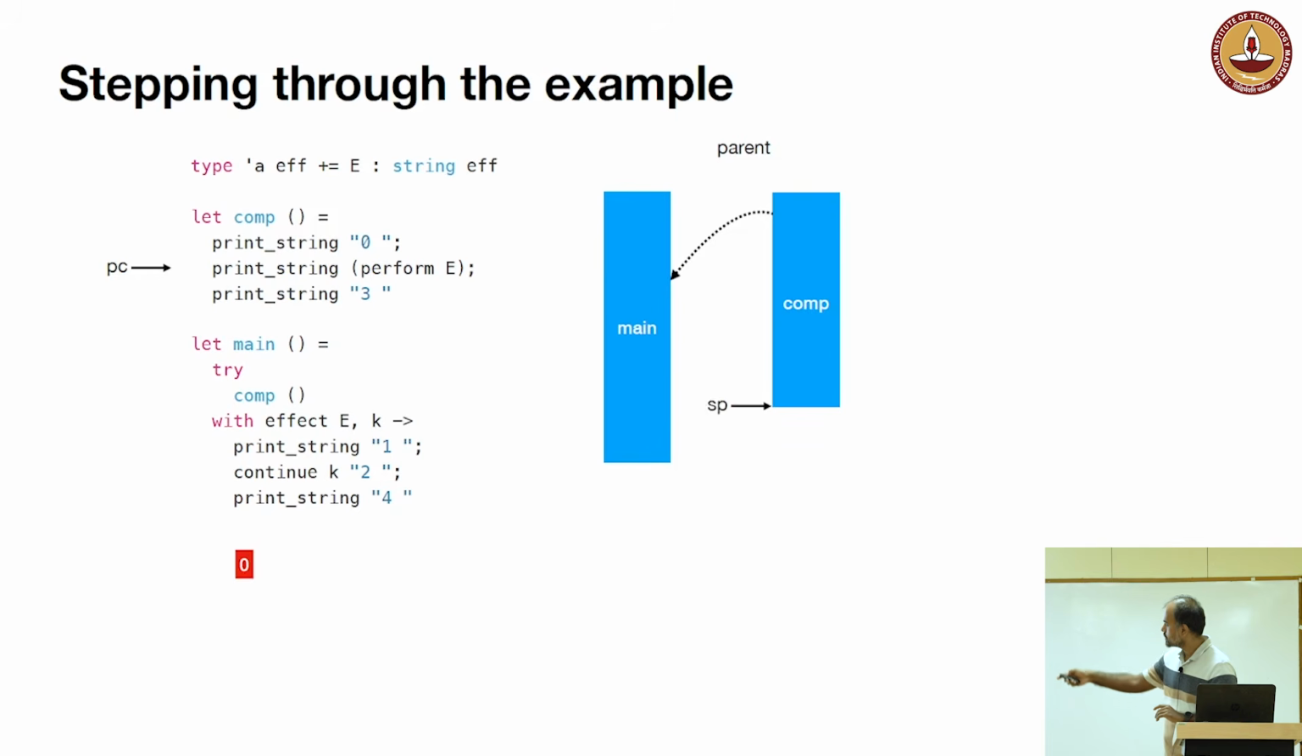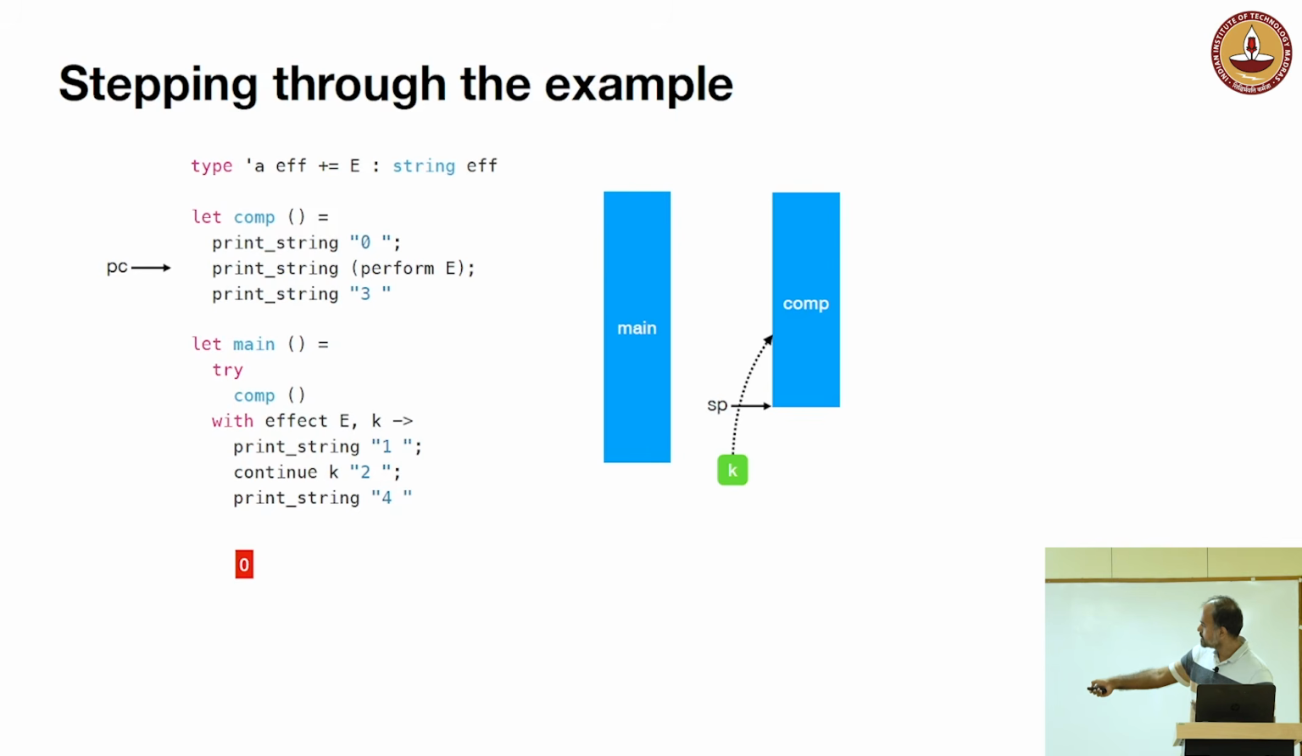So you continue executing, this program prints 0 first, and then it is going to perform E. So what does perform do? Perform suspends the computation. The way you do that is you create this continuation object on the heap, and make it point to the current stack. The stack is known as a fiber, right? So now you have a pointer to whatever was executing. That captures what you were doing back then.